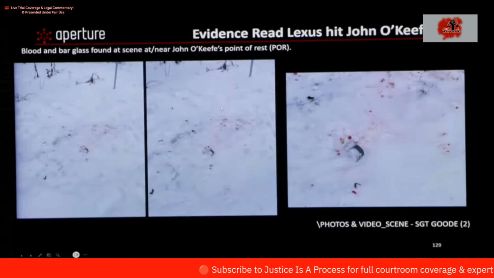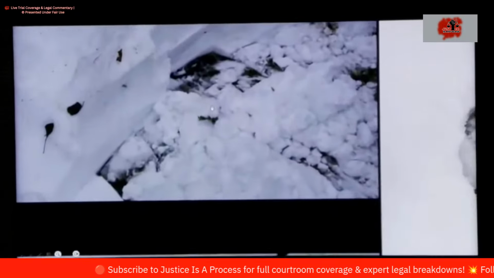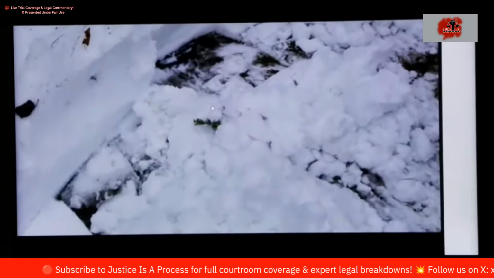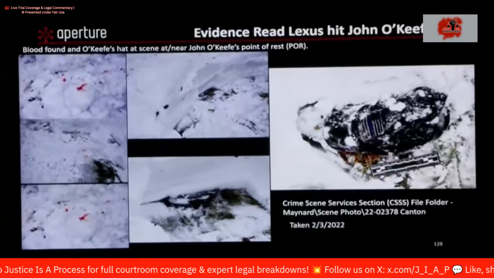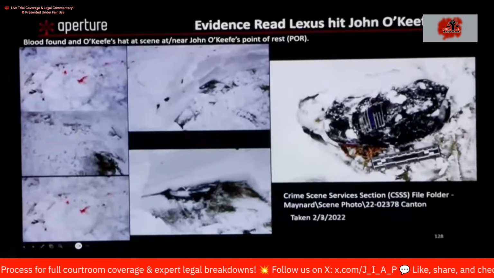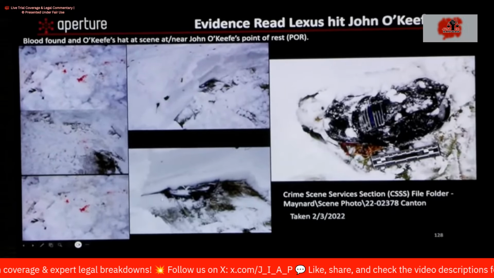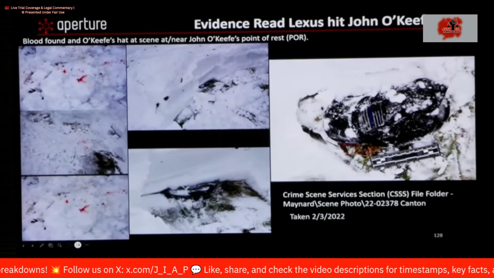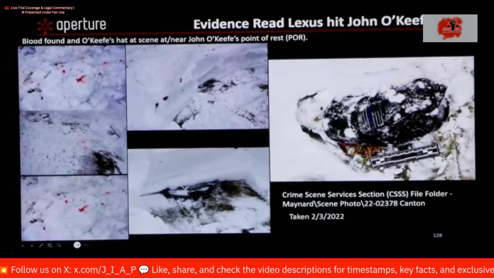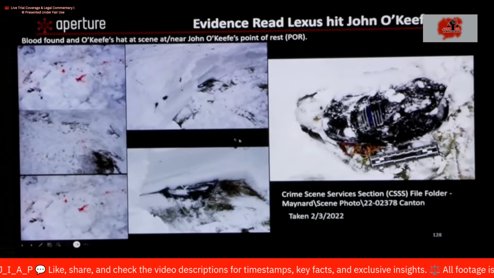Before you move ahead, the baseball hat, could you give us a close-up view and also the date and time? So that's where it's buried in the snow. These were taken on February 3rd. I'm not sure what time it was. There was also red liquid identified, I believe they indicated to be blood, in the snow as well.